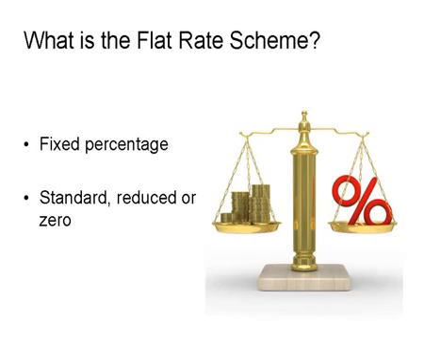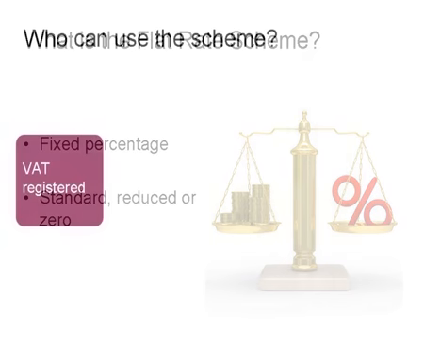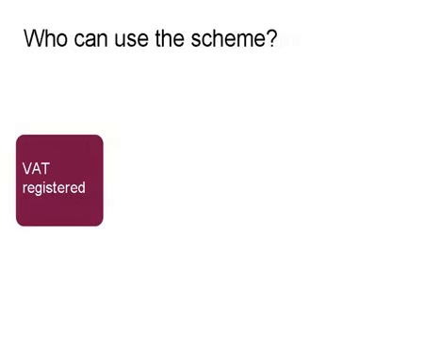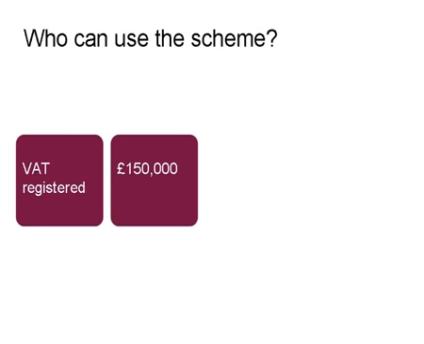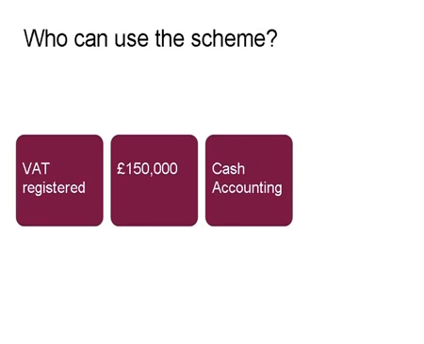There are a wide range of businesses included in the scheme, and you'll need to choose the business description that best describes your main business for the coming year. You can use the scheme if your business is registered for VAT, and if your estimated VAT taxable turnover during the next year is less than £150,000. As I mentioned before, you can't use the flat rate scheme if you use cash accounting.